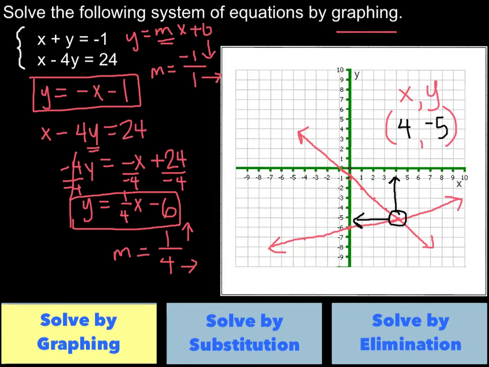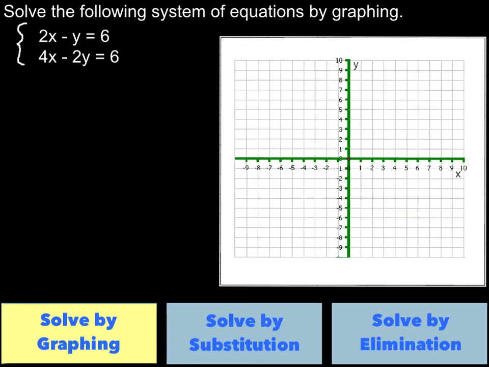And that's my answer. Let's do another one. Okay, the directions say again, solve the following system of equations by graphing. We're going to do the same thing again. We're going to get y alone for each line.